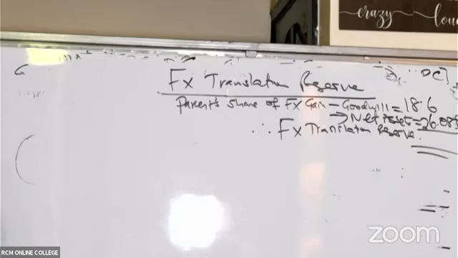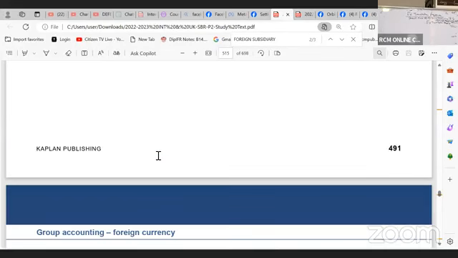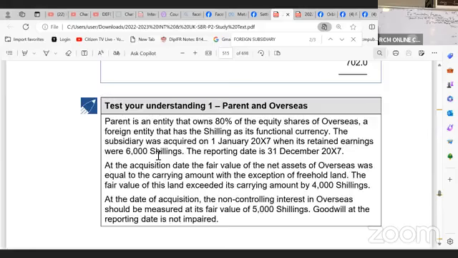So now I would want you guys to do me a favor. The favor is here. I just want you to go through this particular question on page number 491, Parent and Overseas. This question is so special to me.